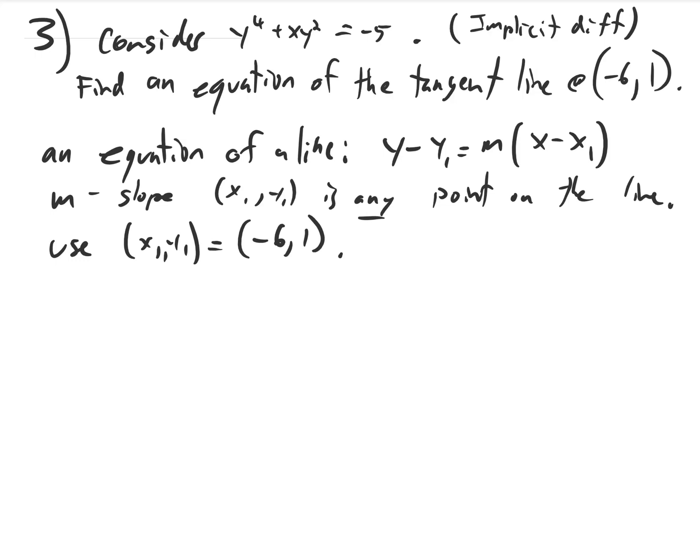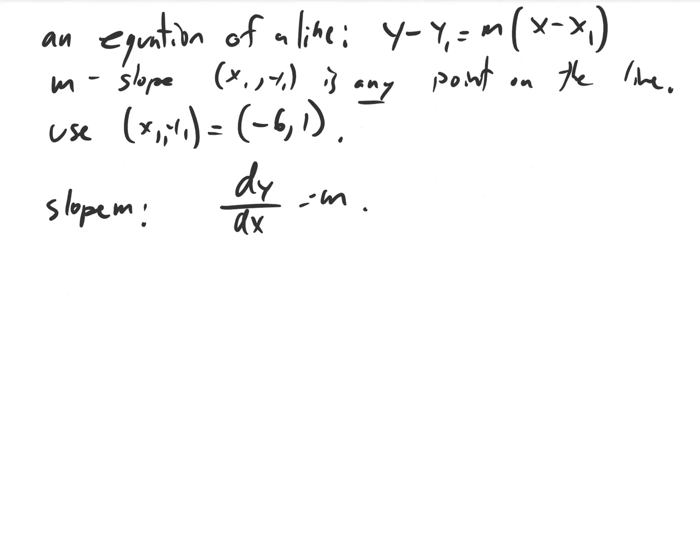All right, next we need the slope. So how do we find the slope? It's calculus. So we'll find dy/dx. And then we'll get a formula for the slope, and we'll plug in that point, x is equal to -6, y is equal to 1. All right, so starting from our given equation, we'll take the derivative with respect to x on both sides.